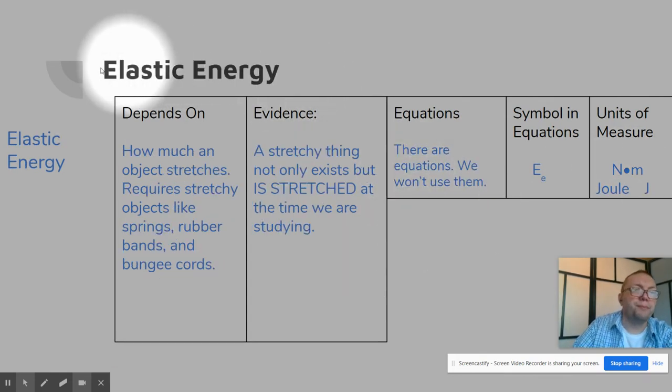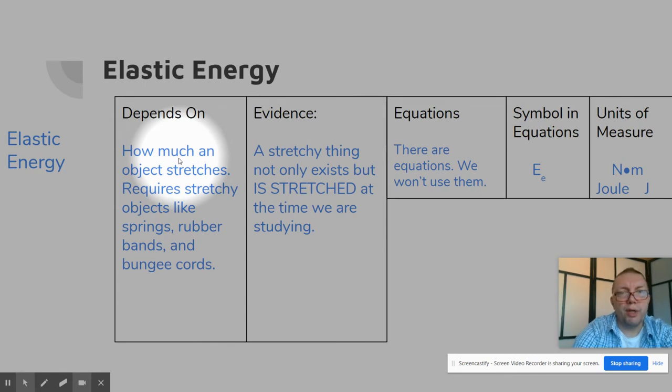Another form of energy, elastic energy. Elastic energy depends on how much an object stretches. So it does require some sort of a stretchy object, like a spring or a rubber band, bungee cords, something stretchy. So that's how much that thing stretches, and I suppose also how stretchy that object is. Not I suppose, definitely. But we generally won't worry about that. We will generally worry about how much the object stretches.